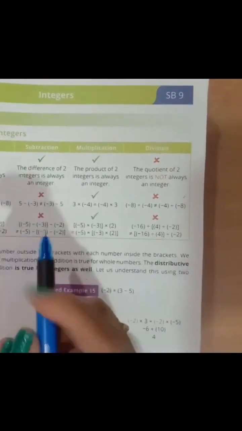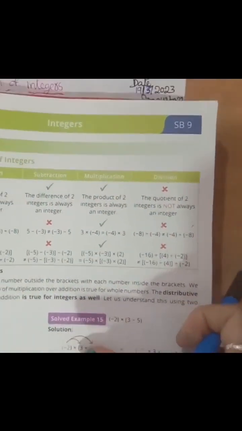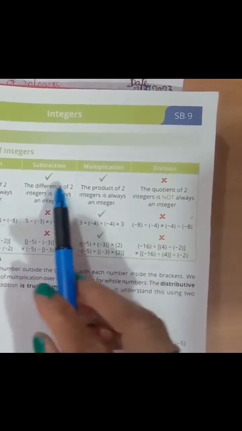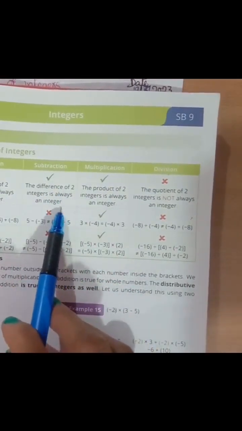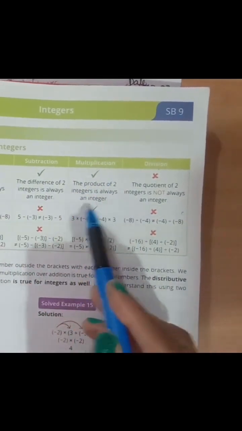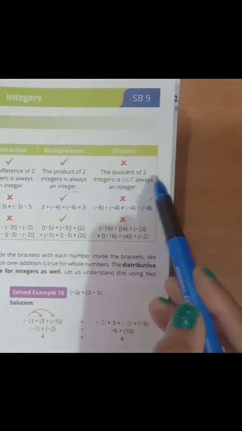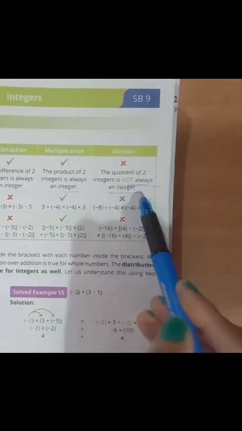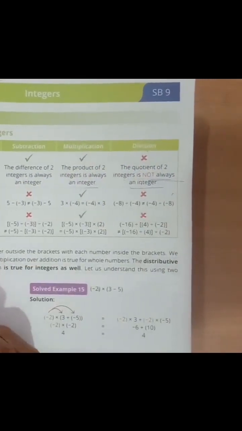Closure property: the sum of two integers is always an integer? Yes, in addition it is okay. Next is subtraction: the difference of two integers is always an integer? Yes. Multiplication is also yes, the product of two integers is always an integer. But division is not: the quotient of integers is not always an integer. It is not satisfied. So that's why next is the commutative property.